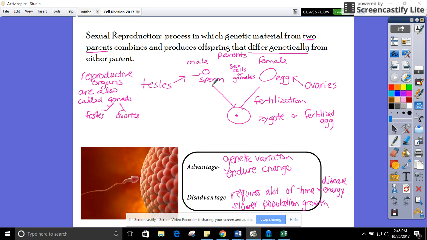So this process is combining genetic information from two parents, and it results in an offspring that's genetically different. So that has some advantages and some disadvantages. I have those listed here. One of the greatest advantages is the offspring are going to be genetically different than their parents. That's going to be an advantage to endure change and with evolution. The disadvantages are it requires a lot of time, there's disease, it requires energy, and it's a slower population growth.